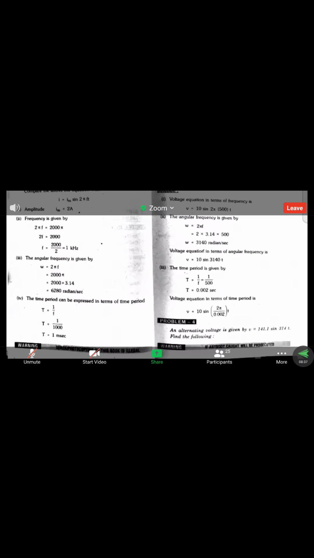Right. Next, this is an important question for 3 marks: average value, RMS value, form factor, peak factor. These are the four important definitions.